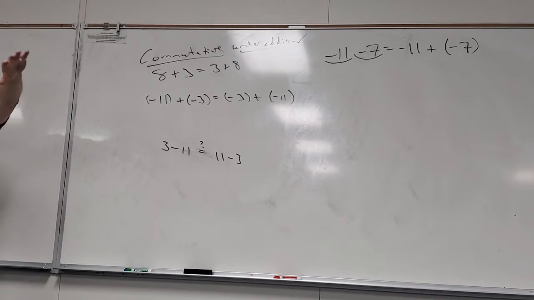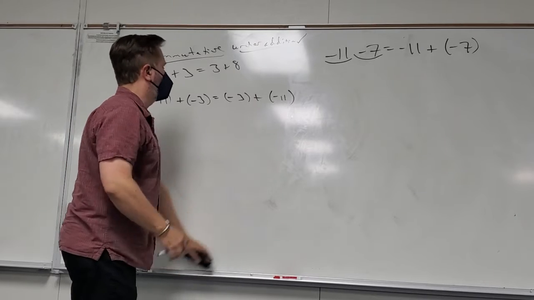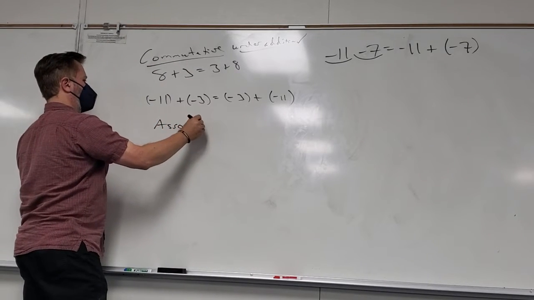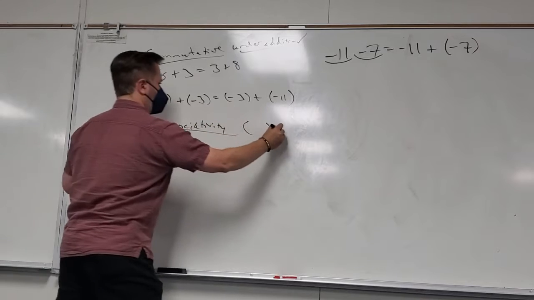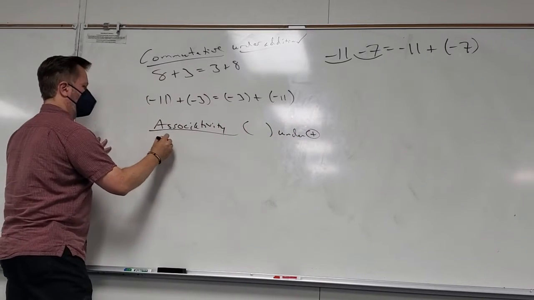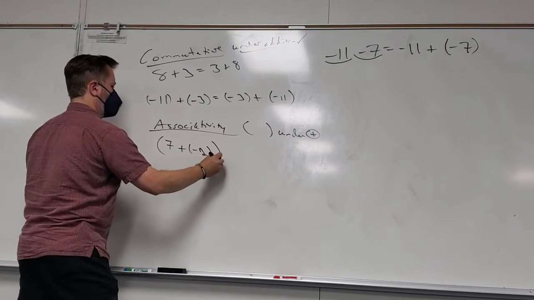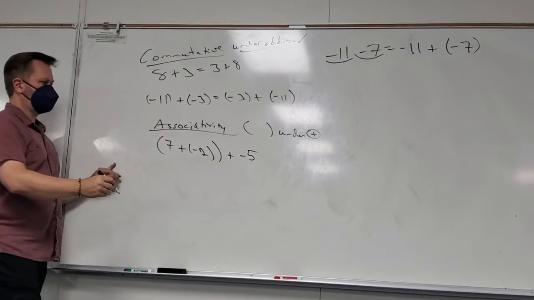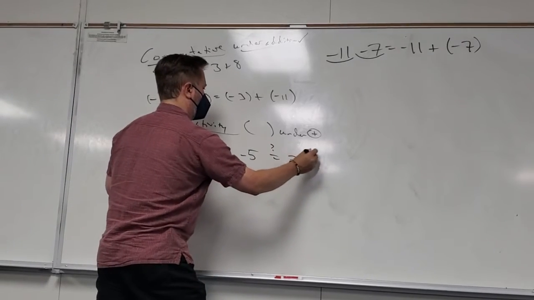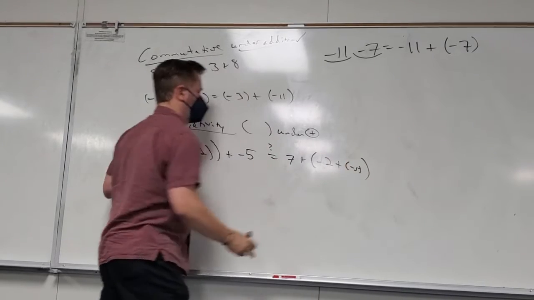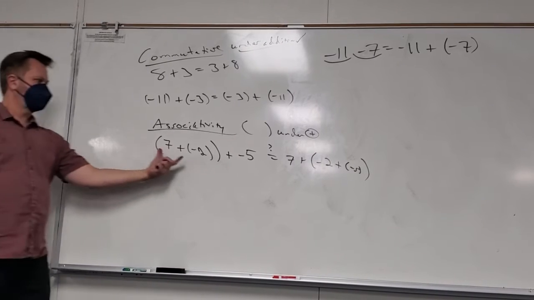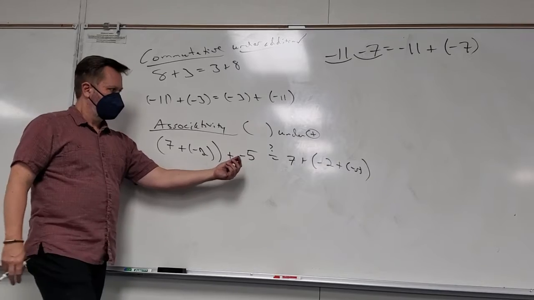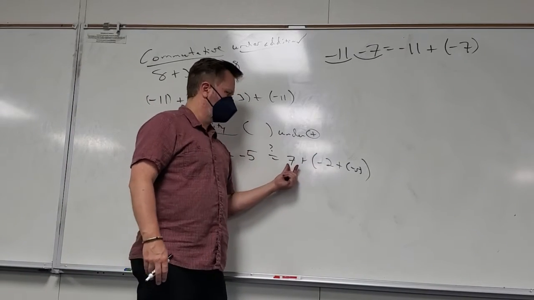And then associativity is when you move what? Parentheses. So associativity is parentheses moving around. Let's do under addition. If I had 7 plus negative 2 plus negative 5, is that the same thing as 7 plus negative 2 plus negative 5 with the parentheses moved? Yes, right? Because what's 7 plus negative 2? 5. Minus 5 is zero. What's negative 2 plus negative 5? Negative 7. Plus 7? Zero.